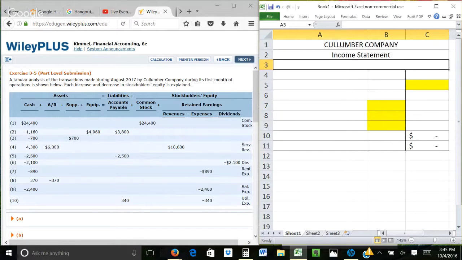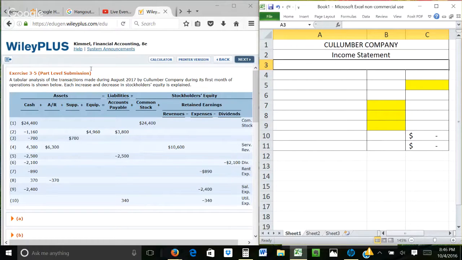So this is a 3-part assignment or exercise. They want us to complete or fill in a couple of financial statements, an income statement, a retained earnings statement, and a balance sheet, classified balance sheet. And they've given us here on the left, you'll see my internet browser, and we've got what they call a tabular analysis of transactions.